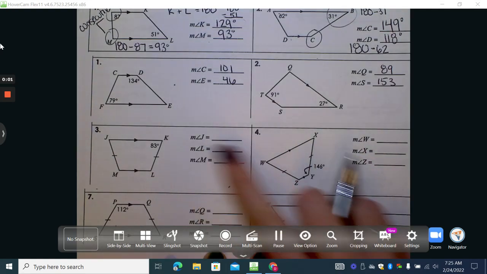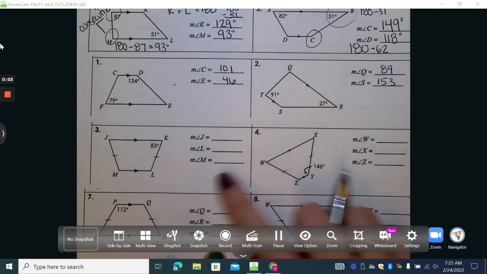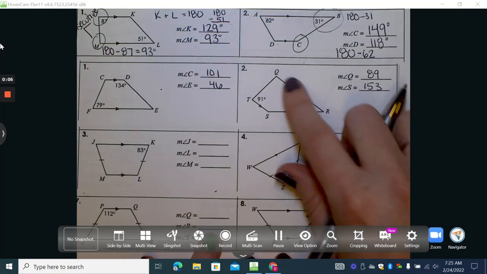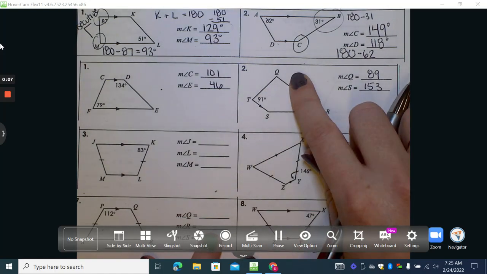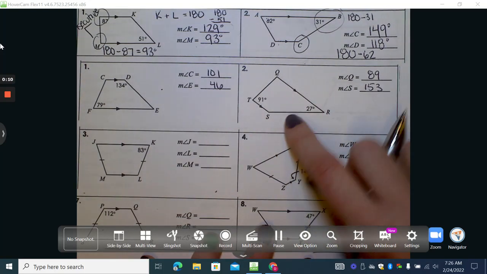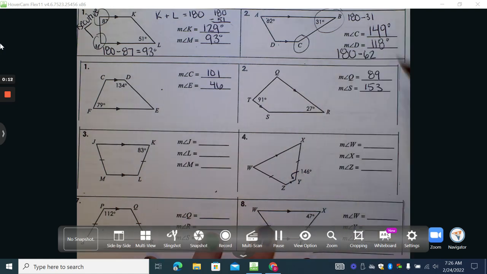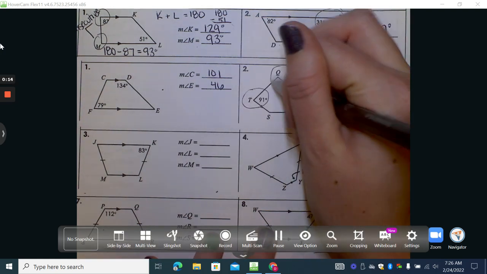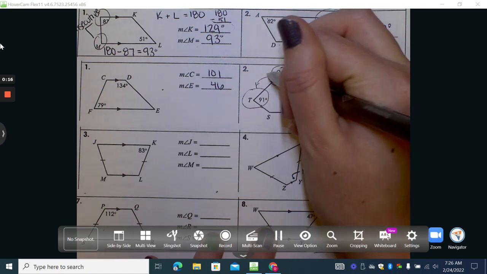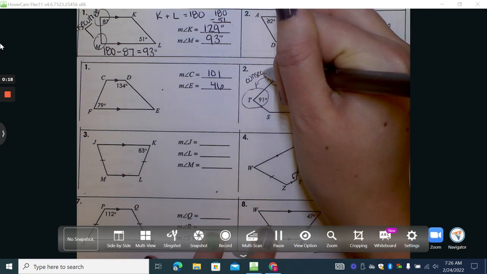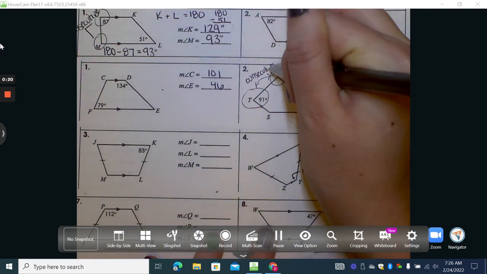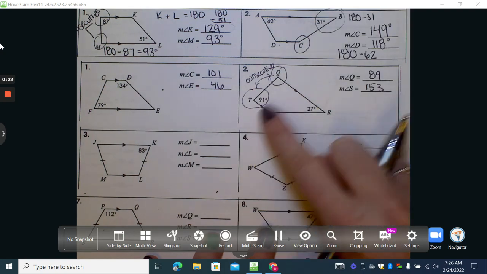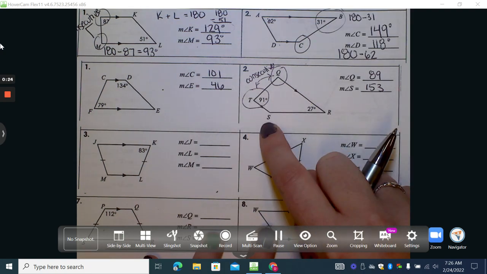Now we're going to move on to our isosceles trapezoids for number 3 and 4. However, I do want to note on that last slide, this trapezoid was turned a little bit. My consecutive angles are actually T and Q. These ones are my consecutive angles because they are on different parallel lines. They're not on the same parallel lines.